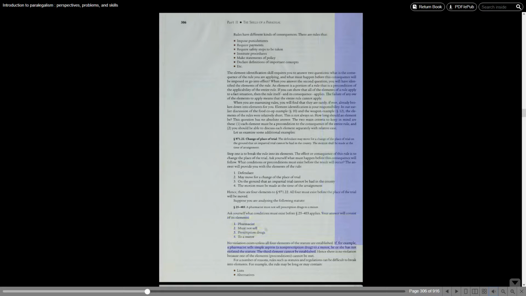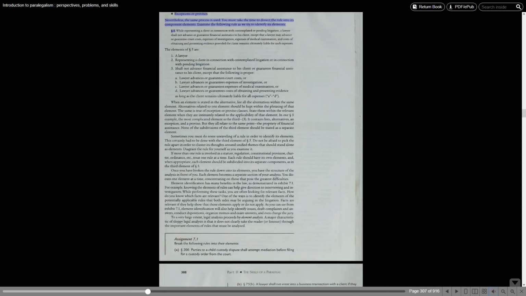If, for example, a pharmacist sells simple aspirin, a non-prescription drug, to a minor, he or she has not violated the statute. The third element cannot be established. Hence there is no violation, because one of the element's preconditions cannot be met. For a number of reasons, rules such as statutes and regulations can be difficult to break into elements. For example, the rule may be long, or may contain lists, alternatives, exceptions or provisos. Nevertheless, the same process is used. You must take the time to dissect the rule into its component elements.